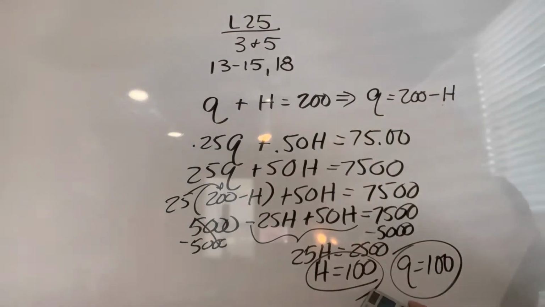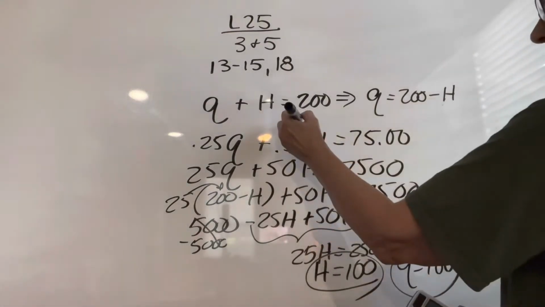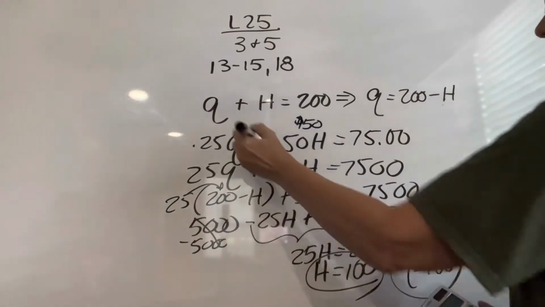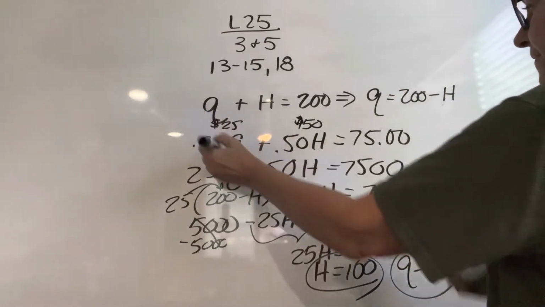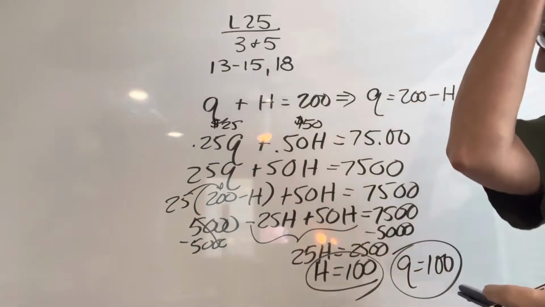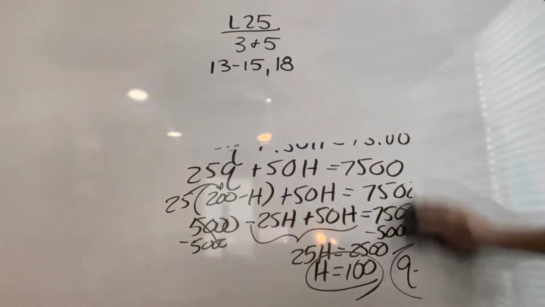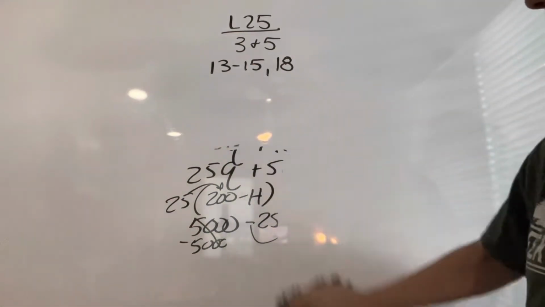All right, 100 half dollars is worth $50. And 100 quarters is worth $25. And that does equal the $75 that I have. All right, 13 through 15. Simplifying radicals.